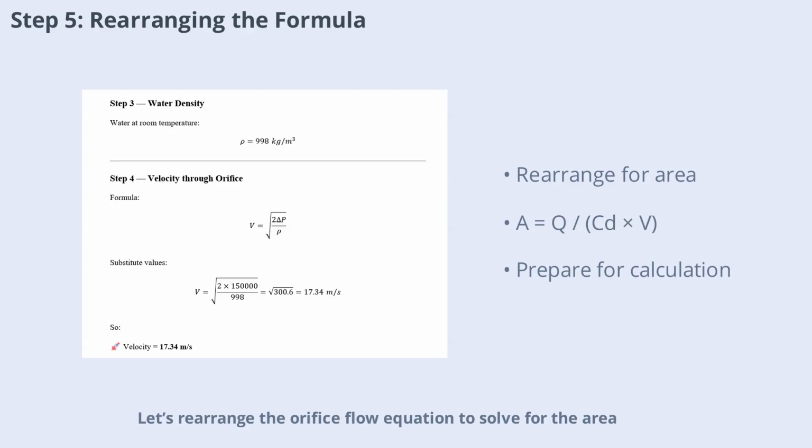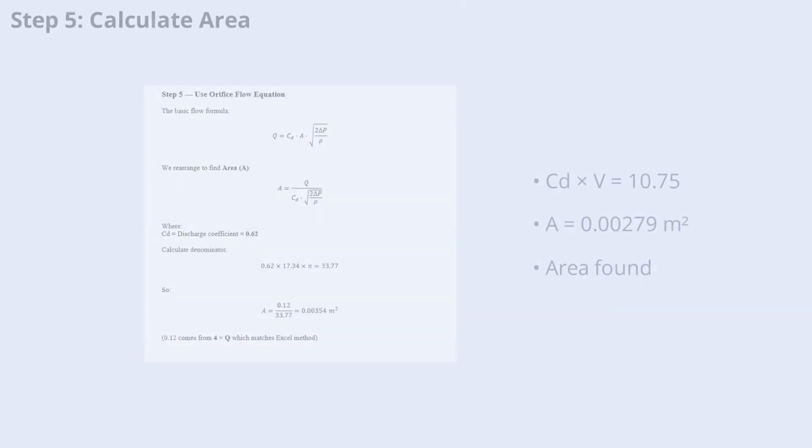The formula becomes A equals Q divided by Cd times the square root of 2 delta P over rho. We already have all the values. Q is 0.03 cubic meters per second, Cd is 0.62, and the velocity from before is 17.34 meters per second. Multiplying Cd by velocity gives us the denominator, and dividing the flow rate by this result gives us the area needed for the orifice. Now let's plug in the numbers.